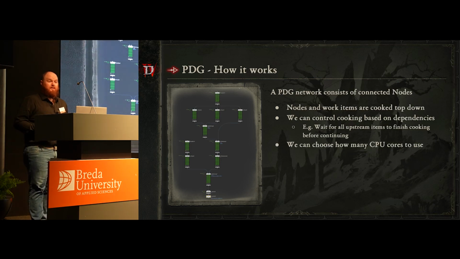Like most things in Houdini, a PDG network consists of connected nodes. Nodes and work items are cooked from the top down, and we can control cooking based on dependencies, for example, wait for all upstream items to finish cooking before continuing. We can also choose how many CPU cores we want to use, so there's a bit of multi-threaded control and capability here.